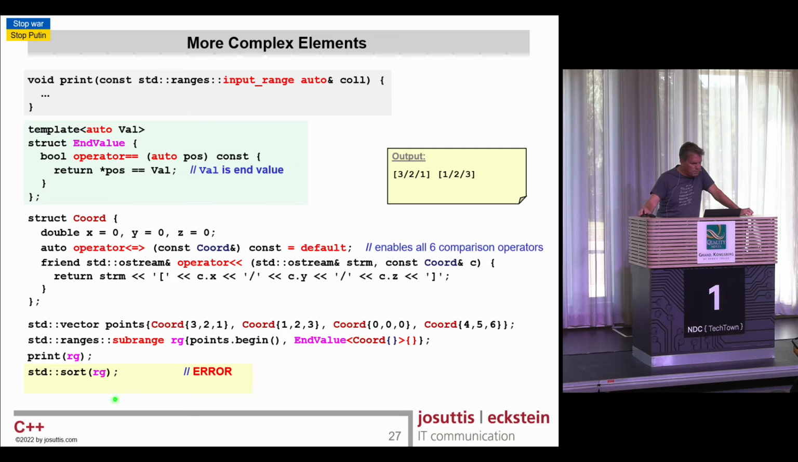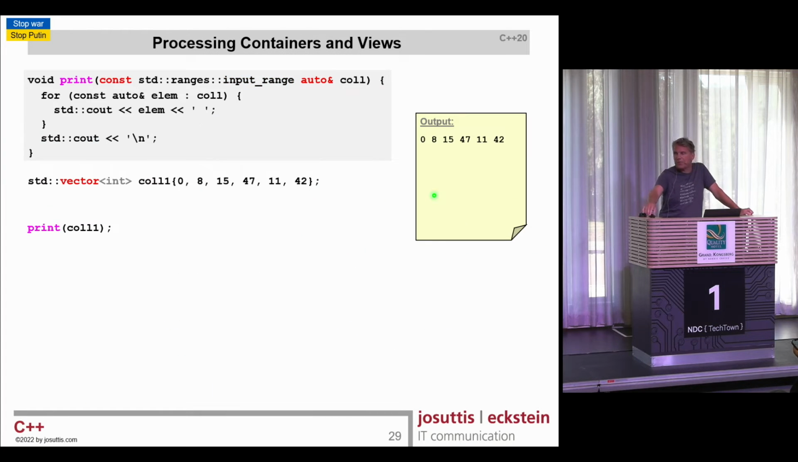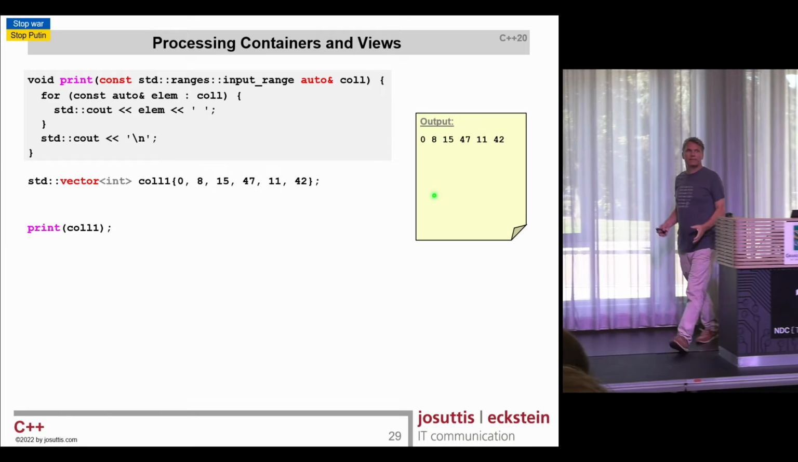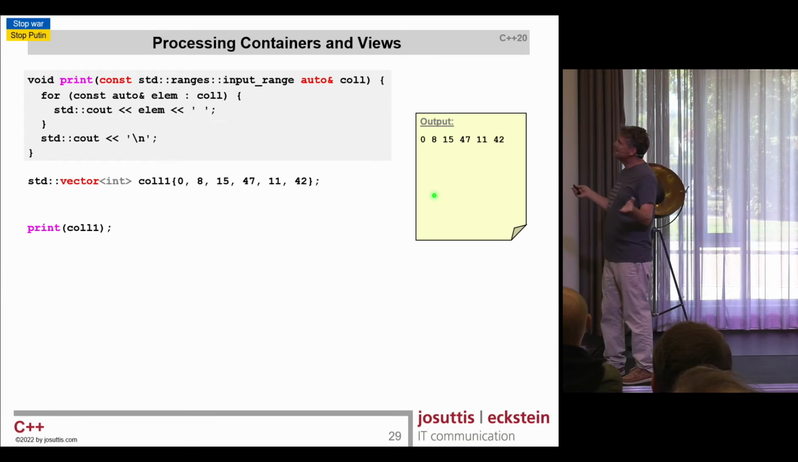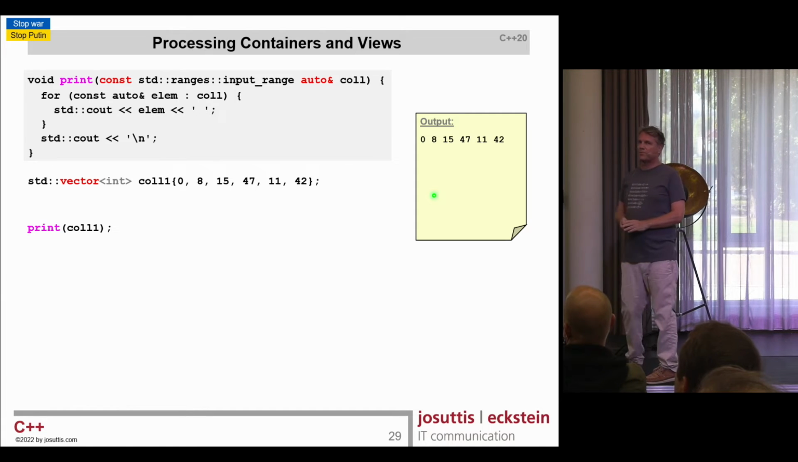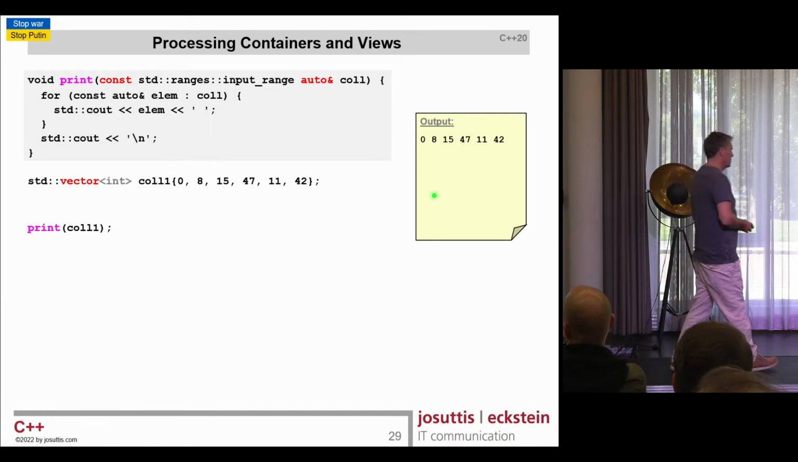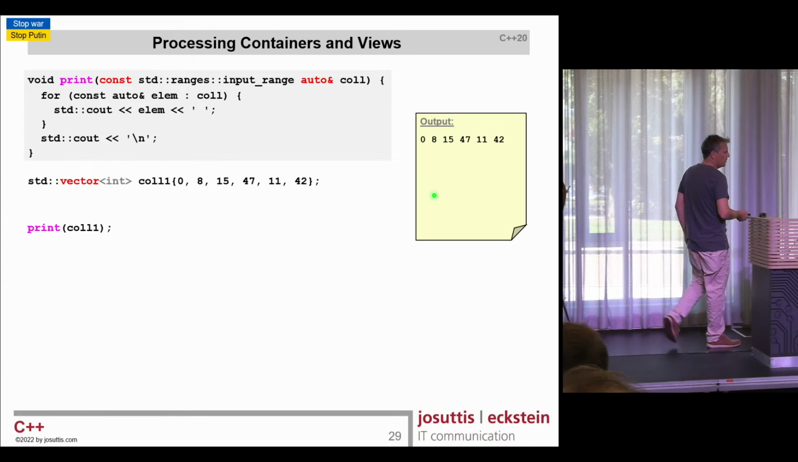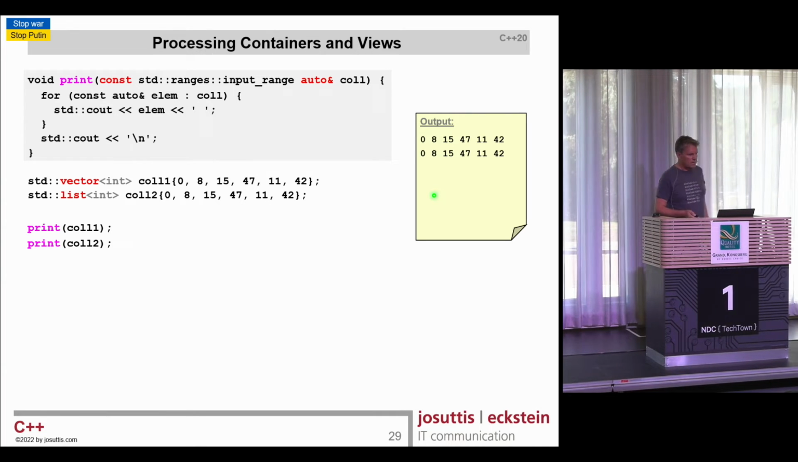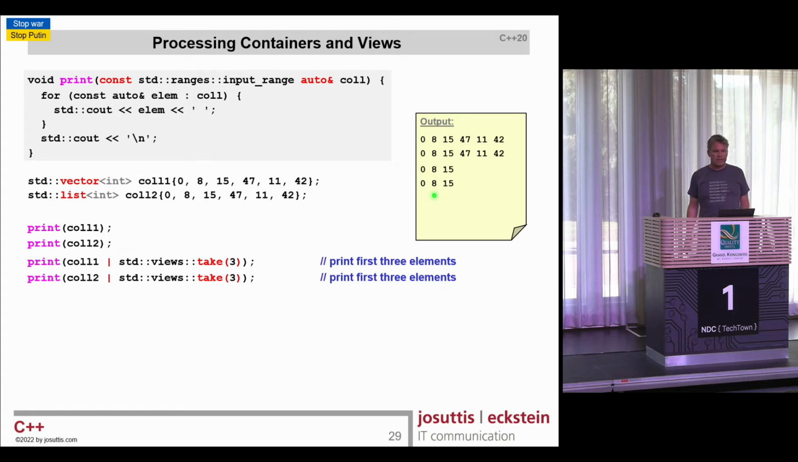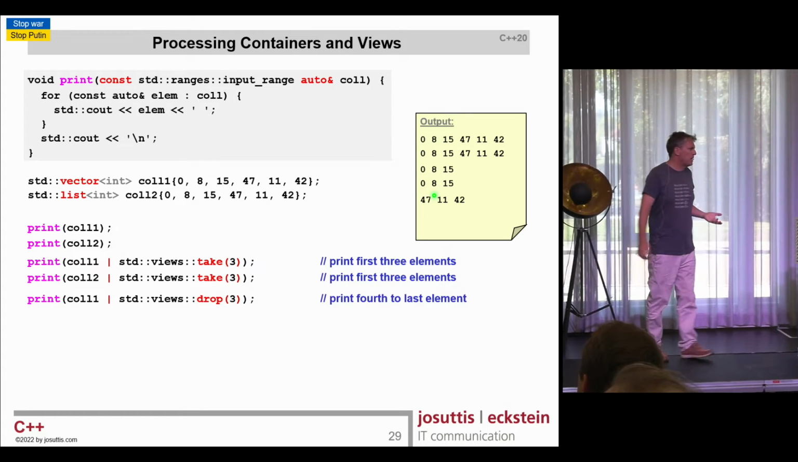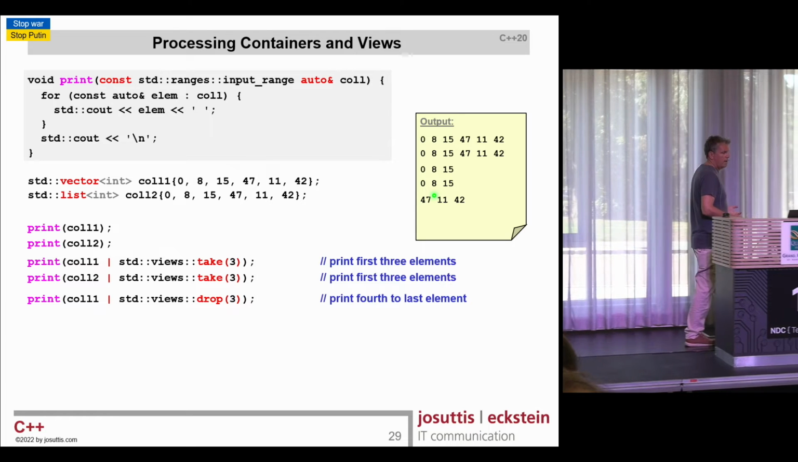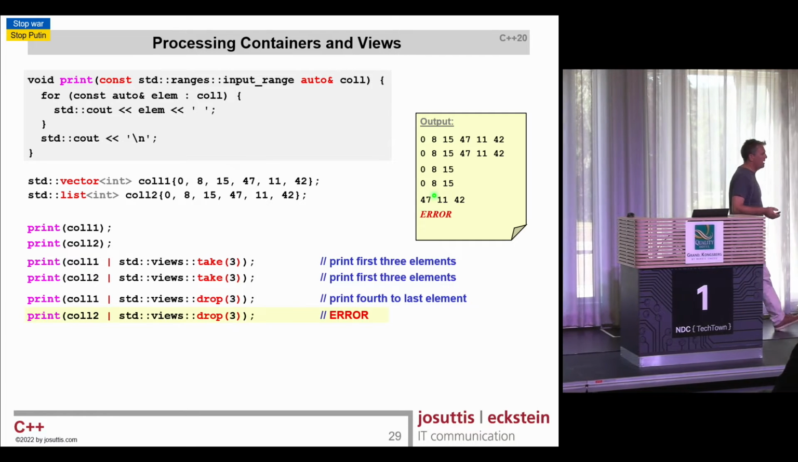Skip. Nope. I want to skip something. So, everything is great. Isn't it great? We can use begin and end of different type. We can use normal containers. We can print them out. We can take the first 3 elements. And yes, there are other views. We can drop the first 3 elements, of course. And we can drop the first 3 elements of a set or of a list.